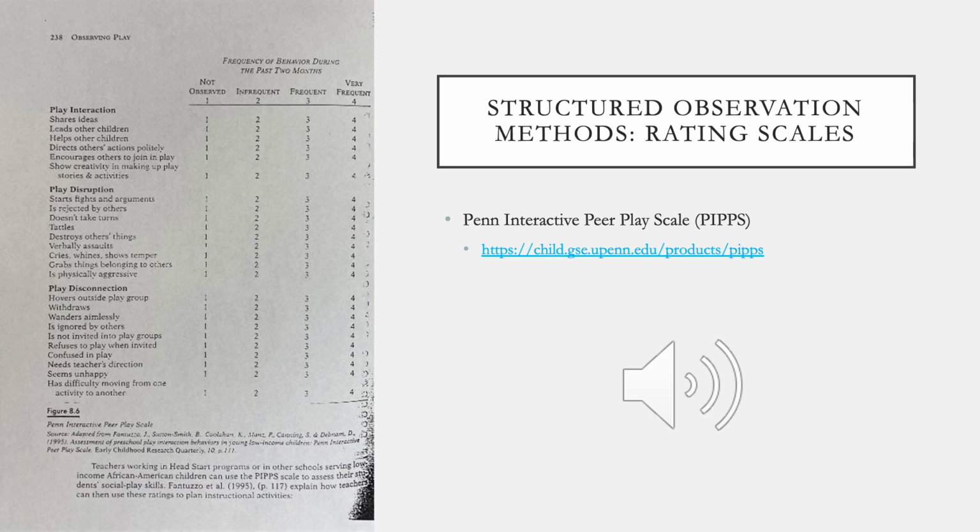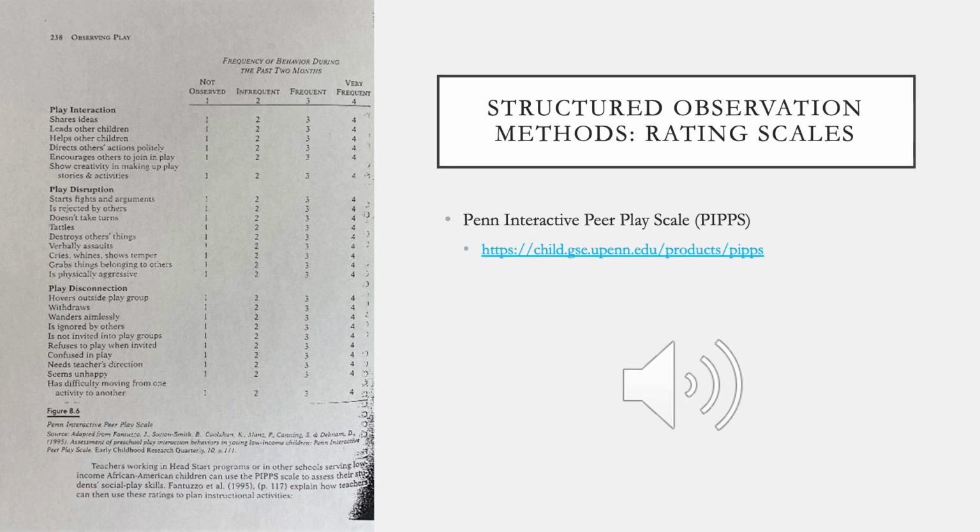What does that look like? So the PIPS rating scale is useful in supporting children and can provide insight for teachers on areas that children might be struggling with. So are they having a hard time building relationships with other children? Are they struggling to interact in peer settings?